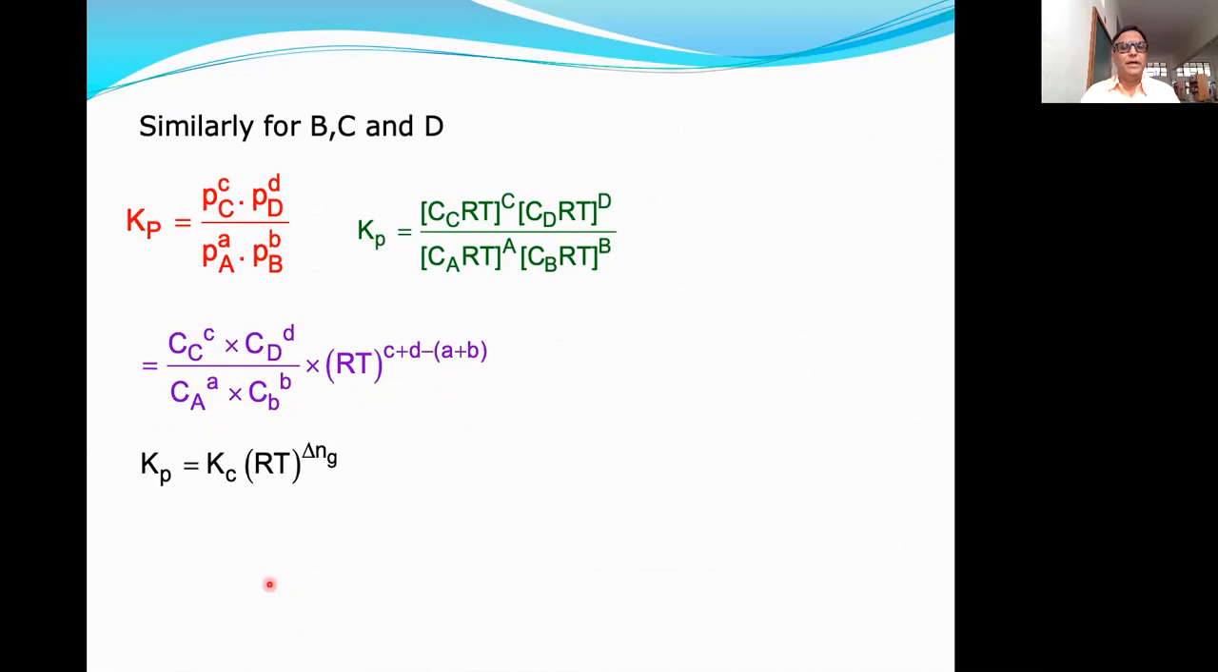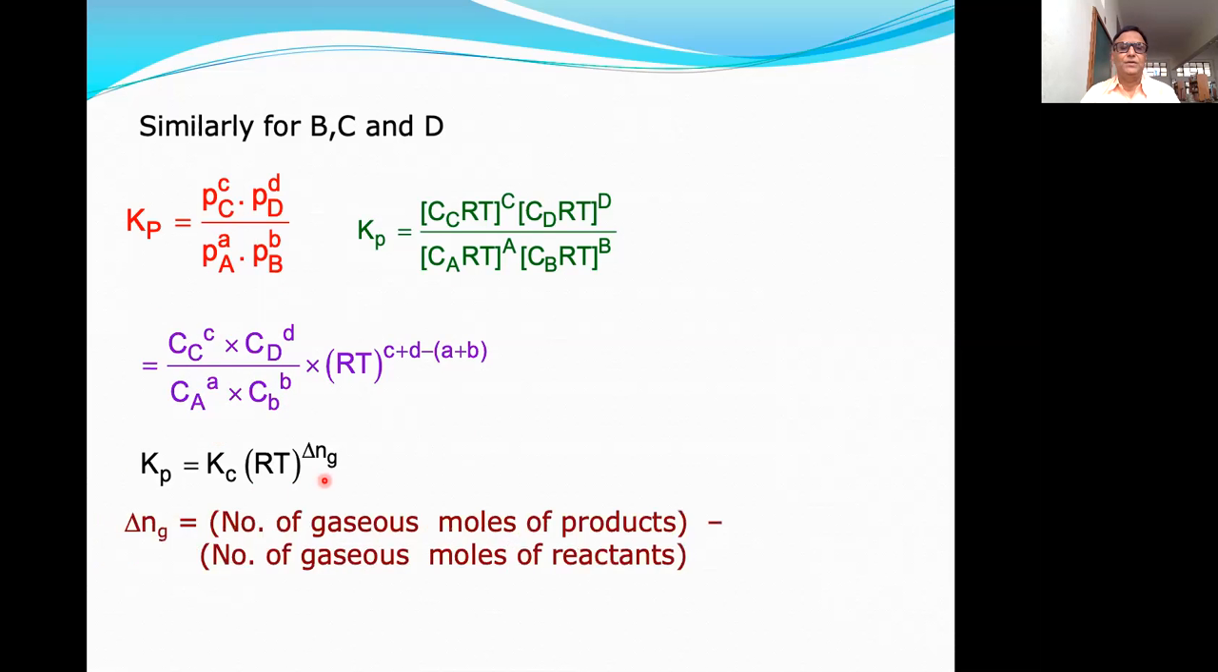Again, you can write Kp is equal to Kc. What is this term? This ratio is nothing but Kc. So we can write Kp is equal to Kc (RT) raised to delta ng. What is this delta ng? It is nothing but the number of gaseous moles of products minus the number of gaseous moles of reactants. Is it clear? So this is the relation between Kc and Kp. The question may be asked: derive the relation between Kc and Kp.